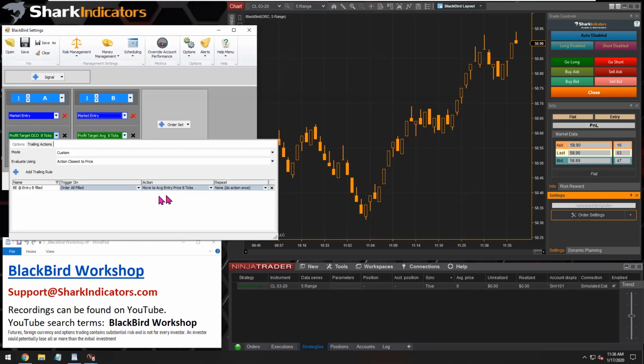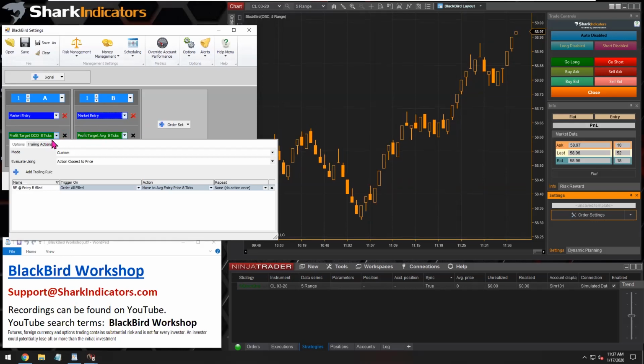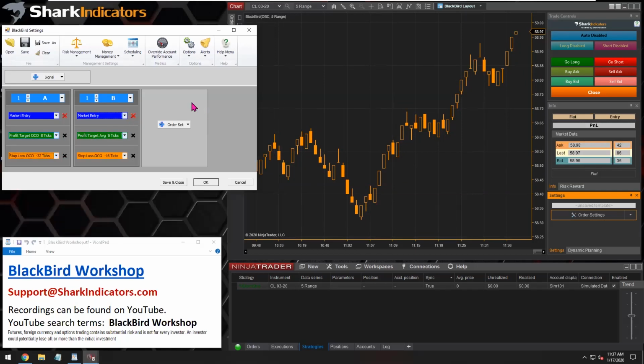The one case where they might have a tick difference is if the average entry price calculates out to like half a tick or something. There's no telling how the computer is going to round off. So there might be some situations where these profit targets have a 1 tick difference, but that should do it right there.